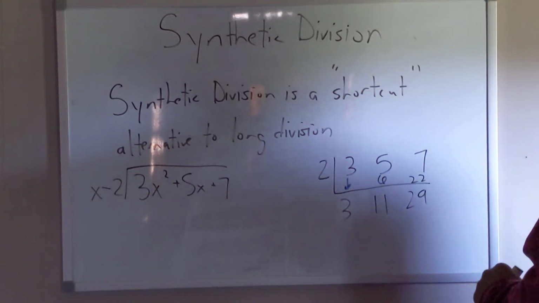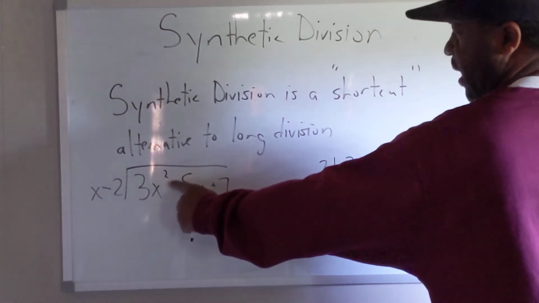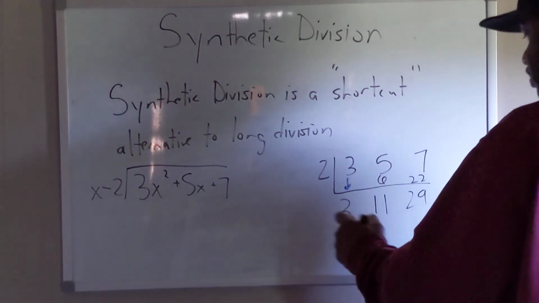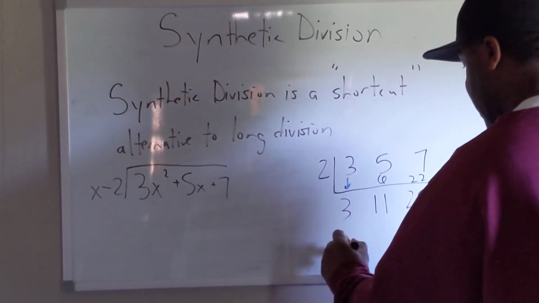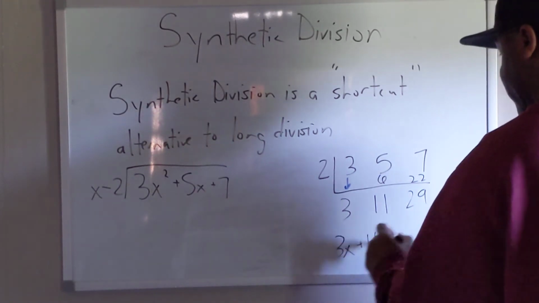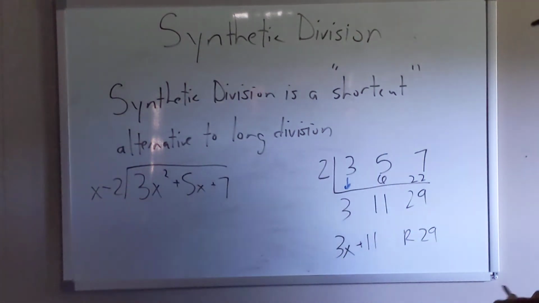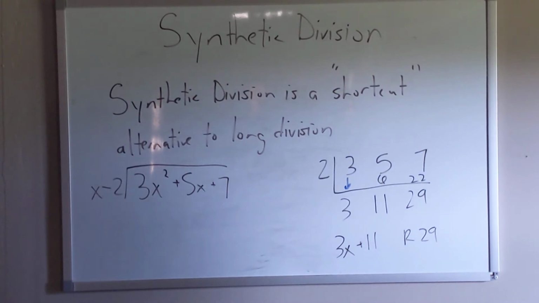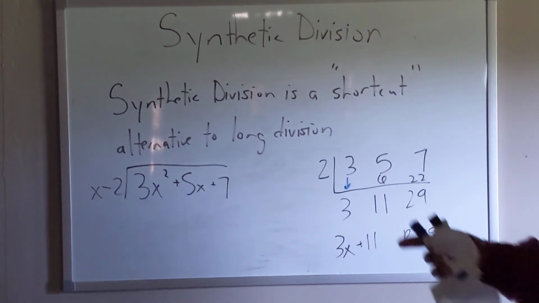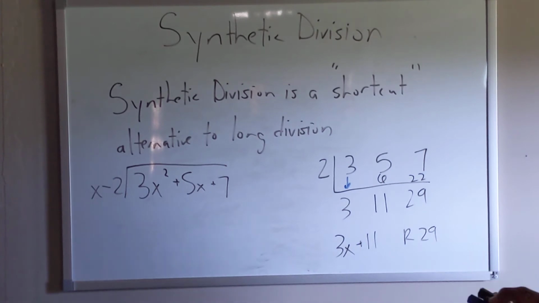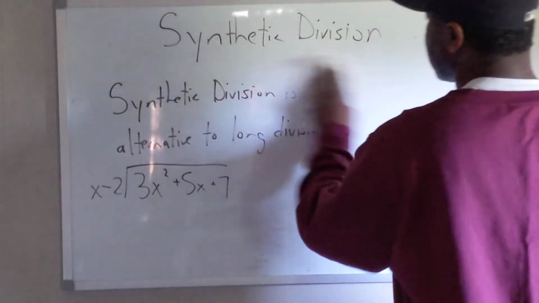That's the end. Now, we started with 3x squared and it was divided by x. So this is what we use: 3x plus 11, and our remainder is 29. That's the problem. It's a lot shorter alternative to long division, which is what we said. If we solve this problem, we will get the exact same answer. Later on, I'm going to show you a way to find the remainder as well. Okay. Now let's look at another example.